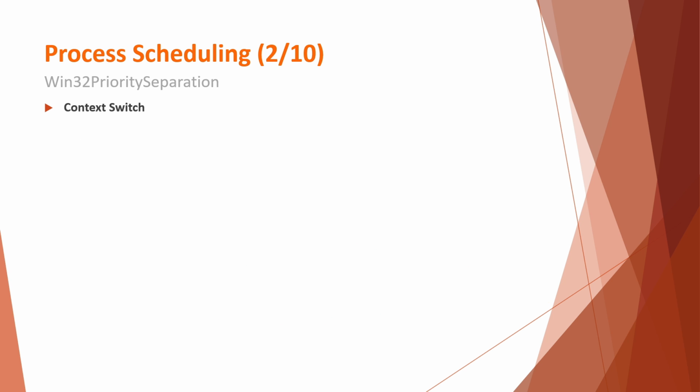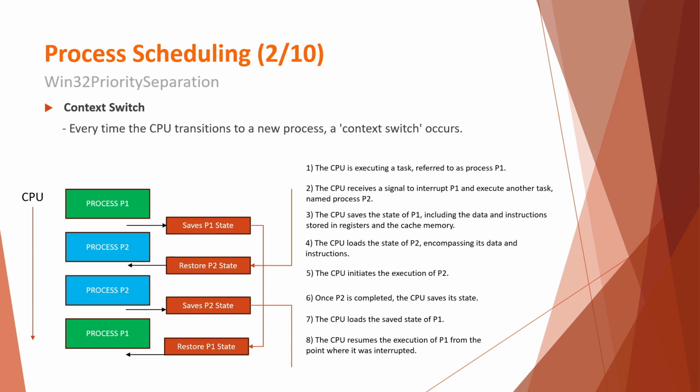Let's talk now about context switch. Every time the CPU transitions to a new process, a context switch occurs. When we're moving from process A to process B, this is called a context switch. Let's see this very simple example. On the right side, we have the CPU flow. We have the process P1 and the process P2. Now, the CPU is executing the first process, process P1.